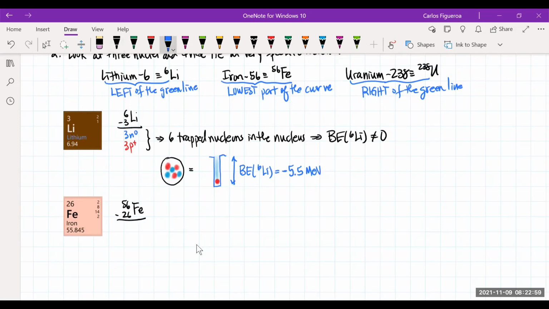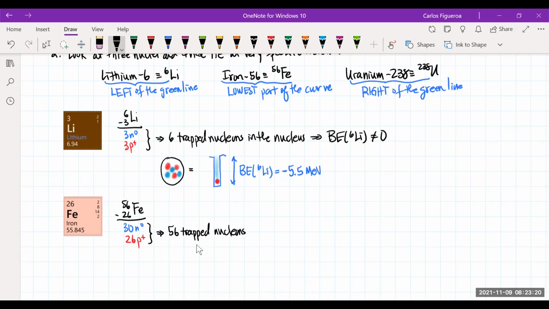So now let's look at the numbers. I have 30, and then I have 26 protons. So that means that in this nucleus, we have what? We have 56 trapped nucleons.